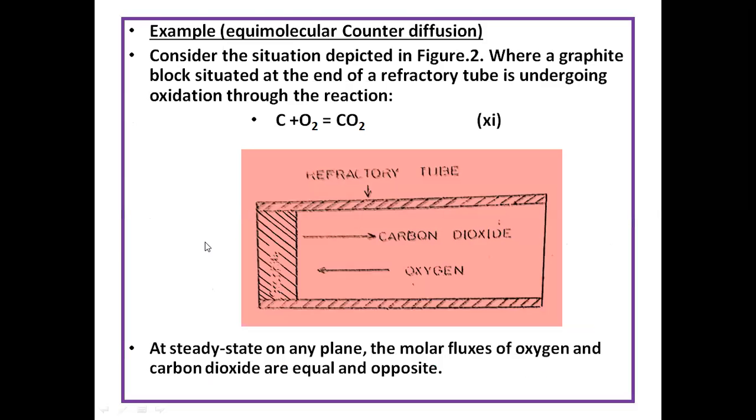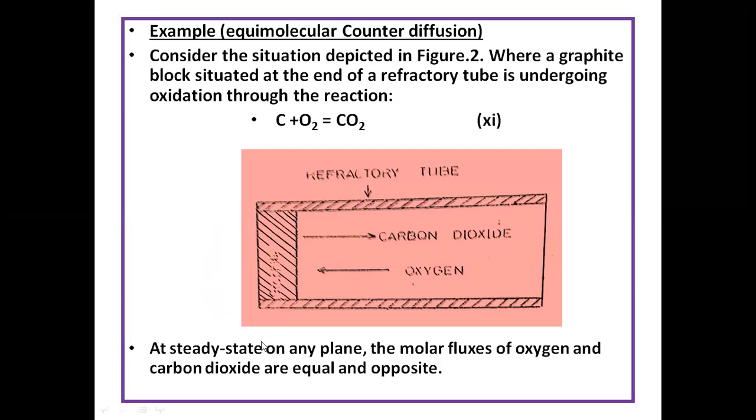Now, let's consider a situation where graphite oxidizes with oxygen to give carbon dioxide. Consider the depicted figure 2, where a graphite block is situated at the end of the refractory tube. It is undergoing oxidation through the reaction C plus O2 equals CO2.